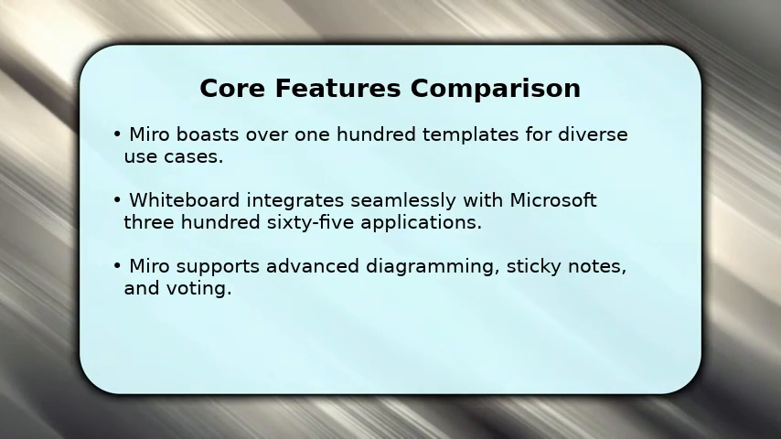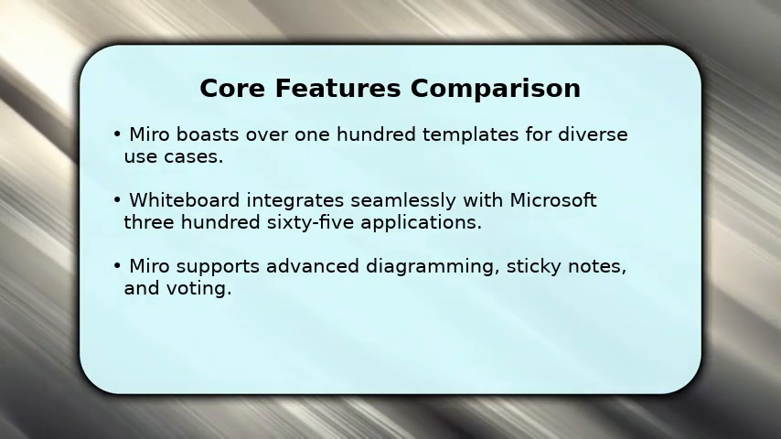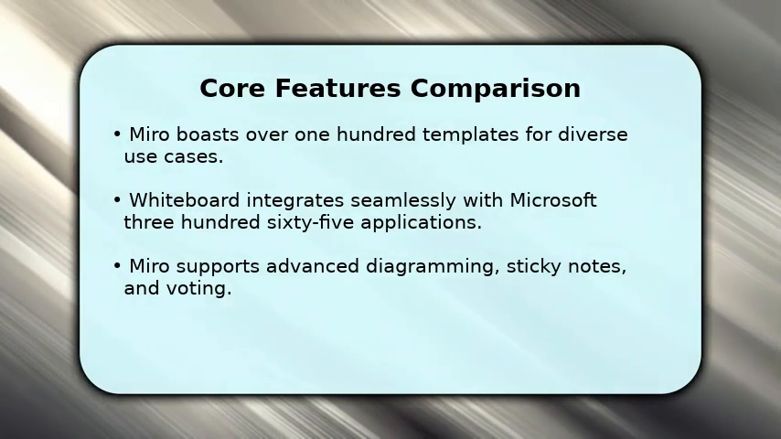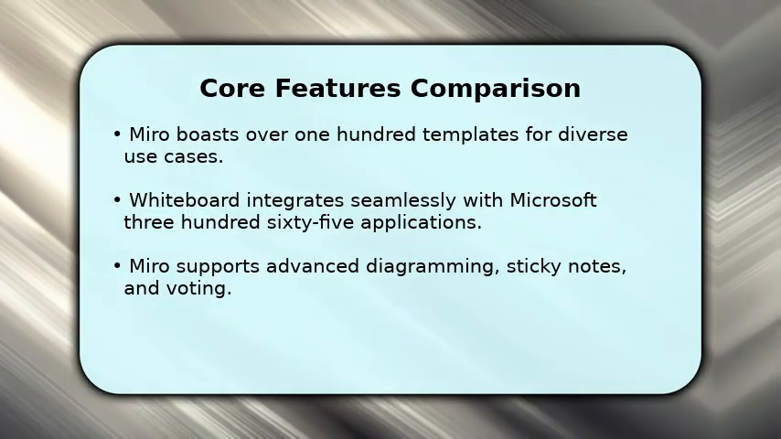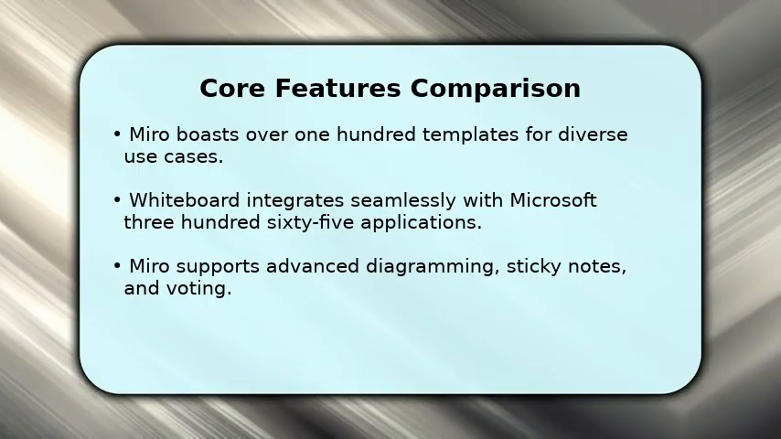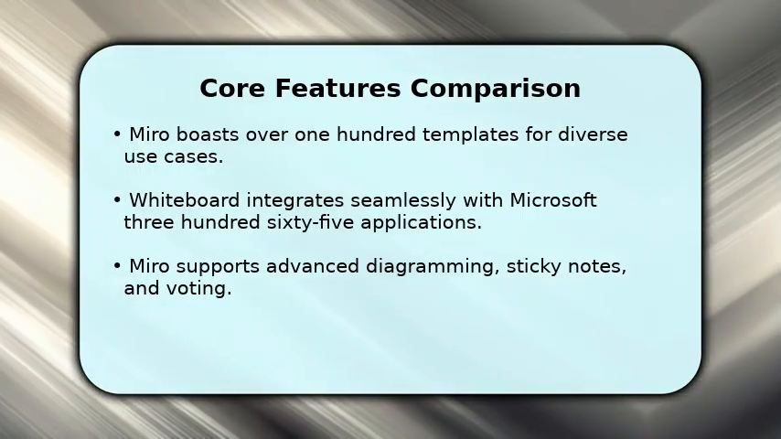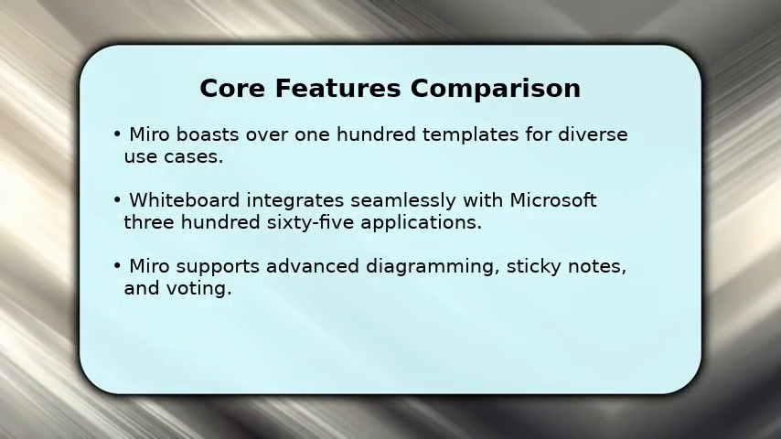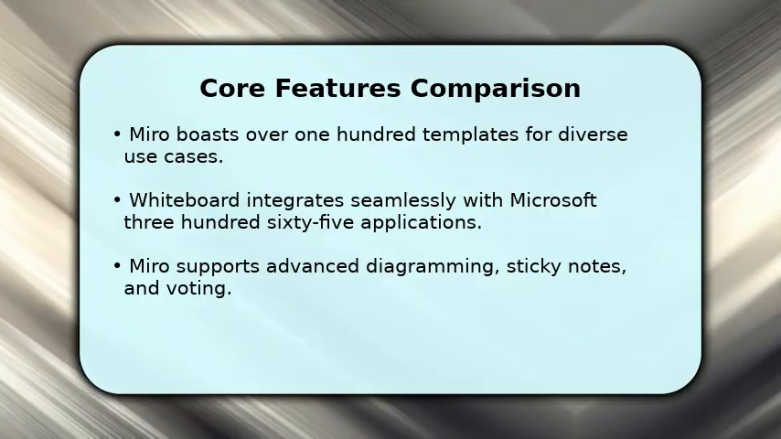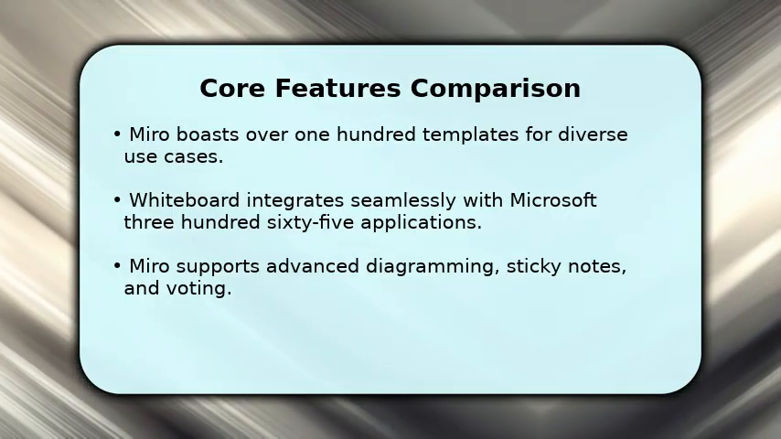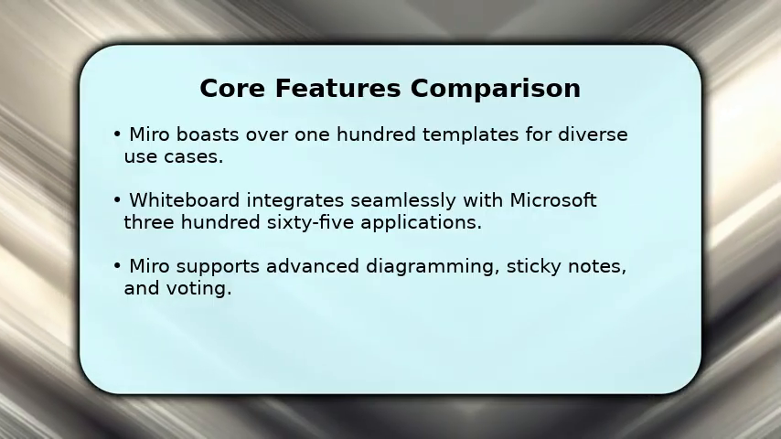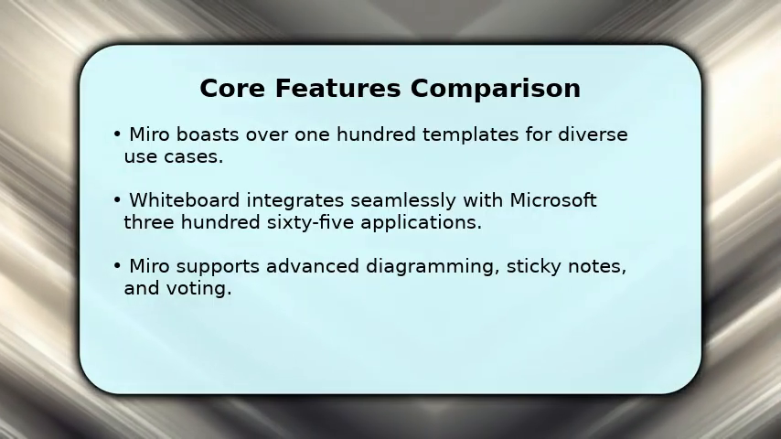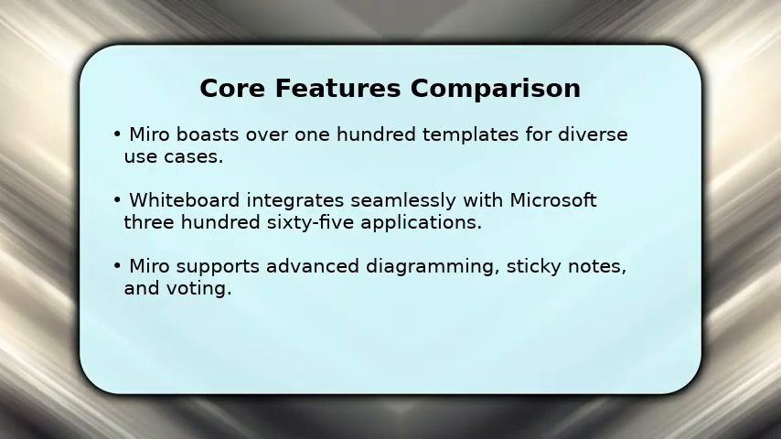When it comes to features, Miro truly shines with its extensive toolkit. It offers more than 100 pre-built templates, perfect for everything from agile planning to customer journey mapping. You'll find robust diagramming tools, sticky notes, and even voting functionalities. Microsoft Whiteboard, on the other hand, provides a more focused experience, emphasizing freeform drawing, basic shapes, and text, making it excellent for quick, spontaneous ideation sessions.